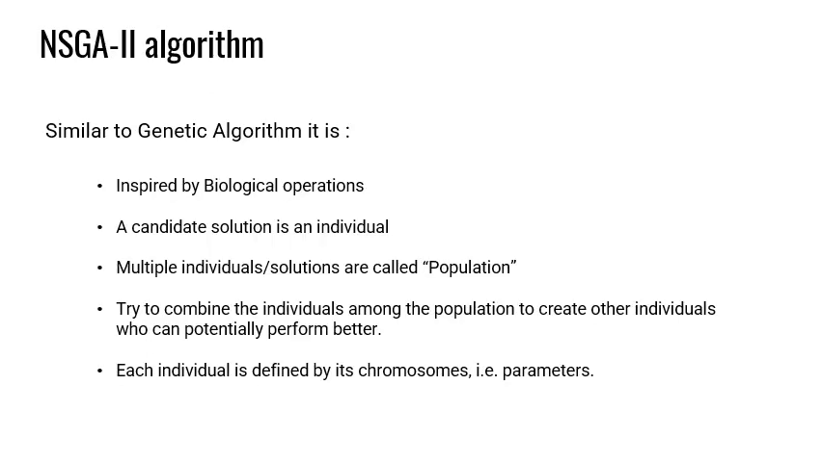The non-dominated sorting genetic algorithm 2 shares similarities with traditional genetic algorithms. Drawing inspiration from biological operations, NSGA-II treats candidate solutions as individuals within a population, which means that every single individual is considered a candidate solution. These populations consist of multiple individuals, and the algorithm aims to combine them strategically to generate new individuals with the potential for improved performance. So each individual is characterized by a chromosome which represents parameters that define the solution space. This approach aligns with the principles of genetic algorithms, contributing to the algorithm's effectiveness in optimizing multi-objective problems.